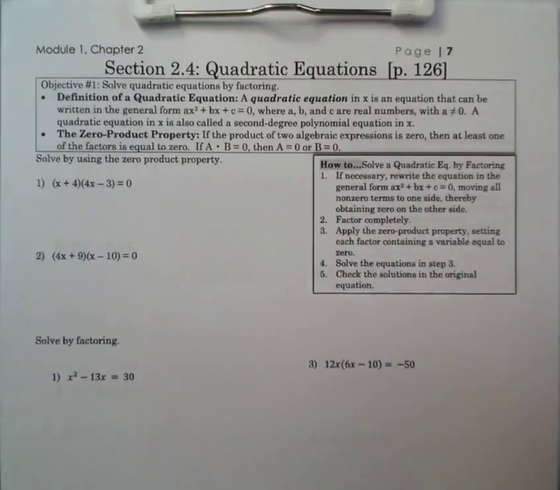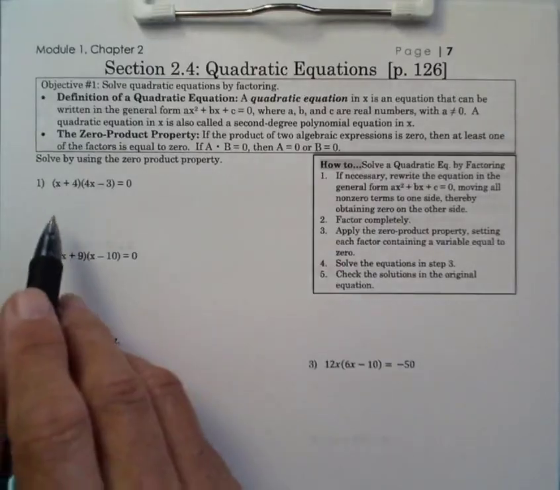We get all the non-zero terms on one side. We have factors, and if one of the factors is equal to 0, then that's a solution. So in a quadratic, you usually have more than one solution. Now let's take a look at the first one.